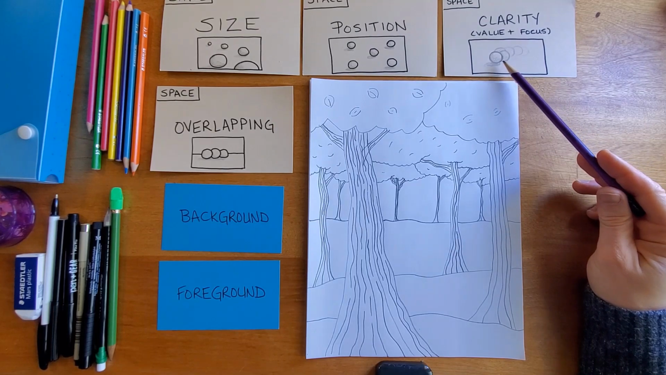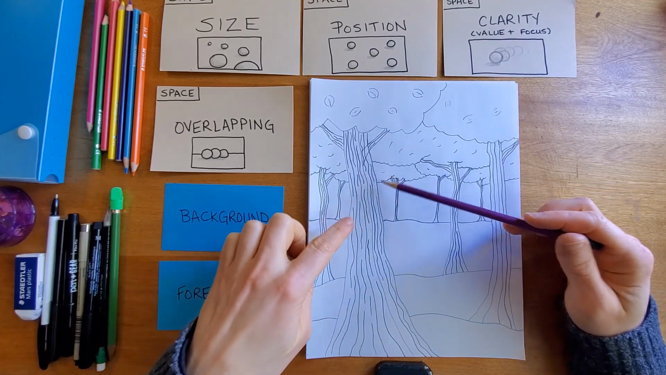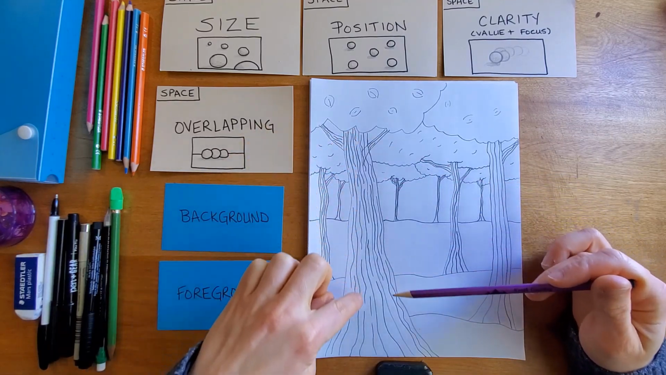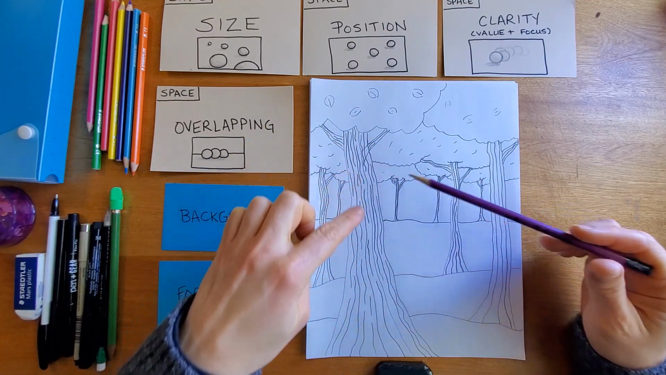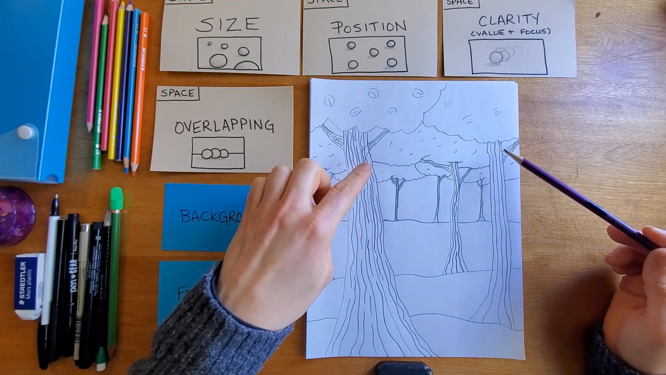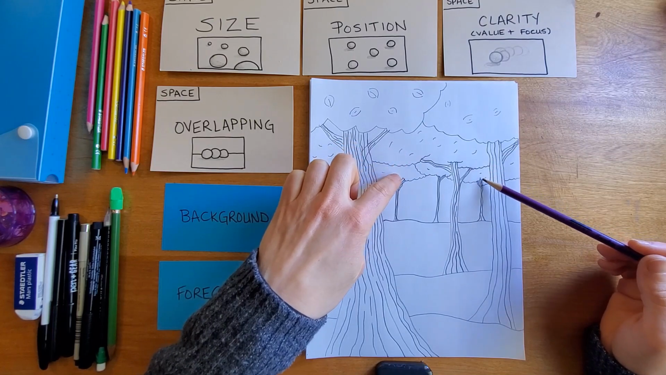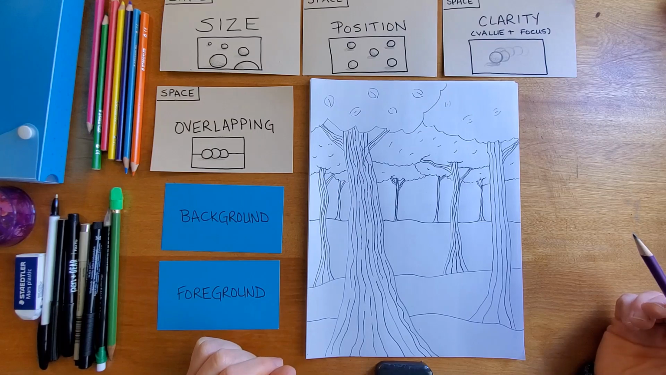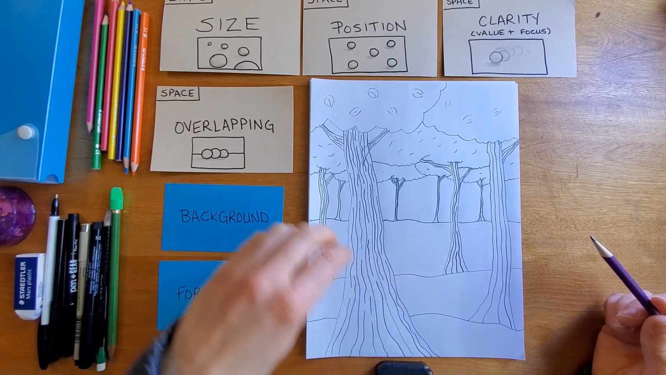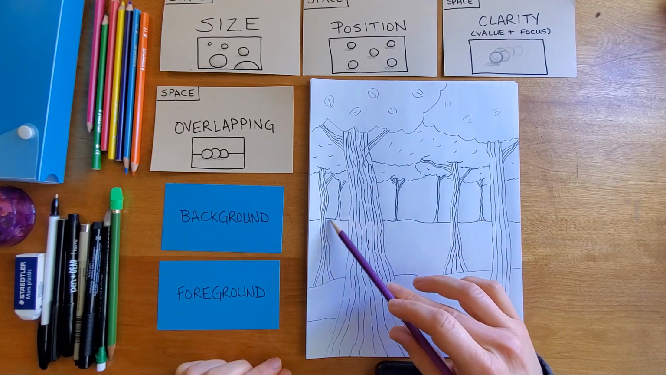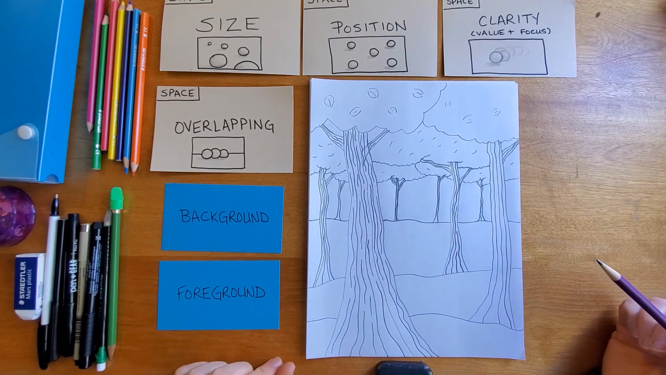And some clarity, working with our focus. And how clearly do we draw the details of the objects that are closest to us? Draw those details really clear, and then add less details the further away you go. Here's our foreground and our background. And this little line right here, that's our horizon line. Great job creating space.